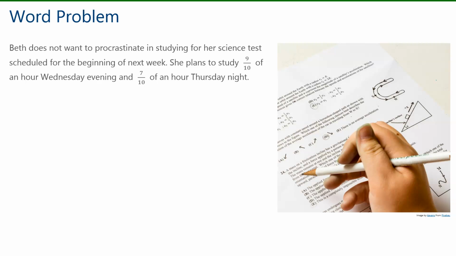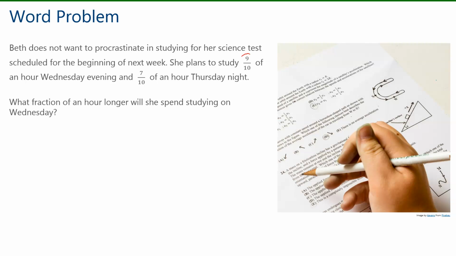And let's end this lesson with a little word problem. Beth does not want to procrastinate in studying for her science test scheduled for the beginning of next week. And of course, procrastinate means, well, she doesn't want to leave it till the last minute. She doesn't want to put it off. She wants to make sure she's ready. So she plans to study 9/10 of an hour Wednesday evening and 7/10 of an hour Thursday night. Question: what fraction of an hour longer will she spend studying on Wednesday?